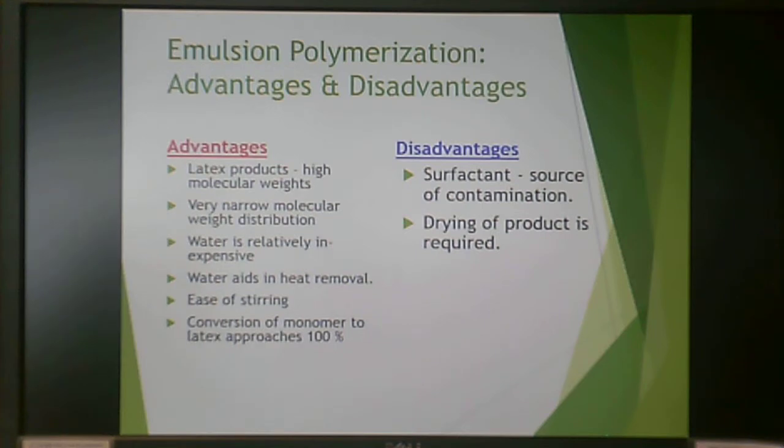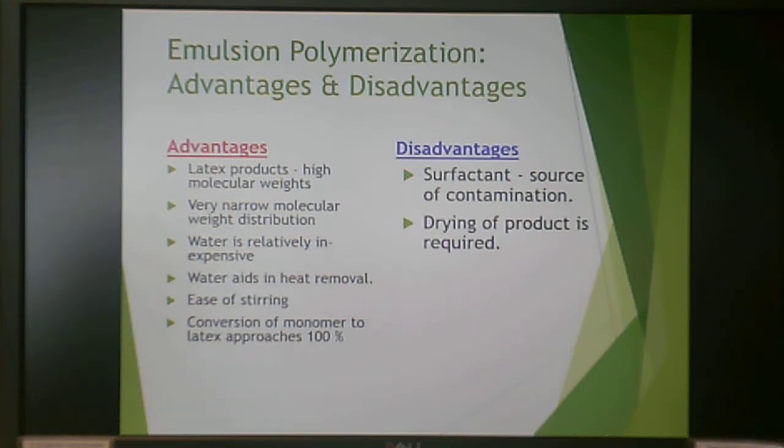So emulsion polymerization produces latex products, and your polymer is entirely encased in these small particles, but even though it's in small particles, it can achieve very high molecular weights, on the order of a couple million. And you also get a very narrow molecular weight distribution, so you get very good control over it. Water, which is the bulk of this reaction system, is relatively inexpensive. Water is also a really good heat sink, so you're not going to get out of control heating. Because all of this stays at low viscosity, it's very easy to stir. And you can convert monomer to polymer at a rate of about 100%.